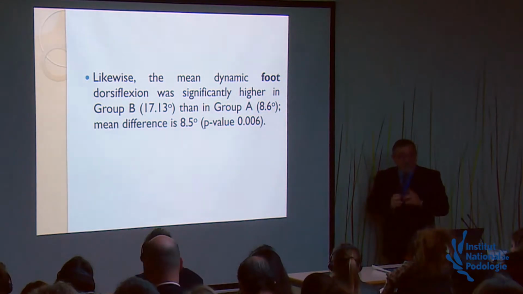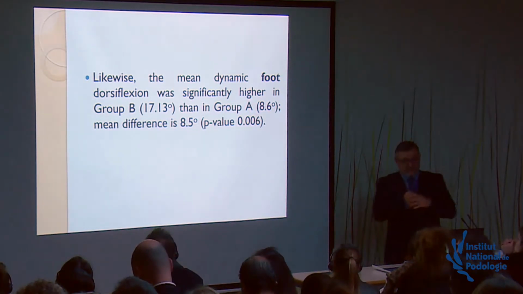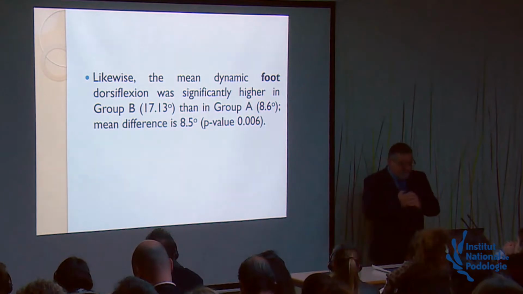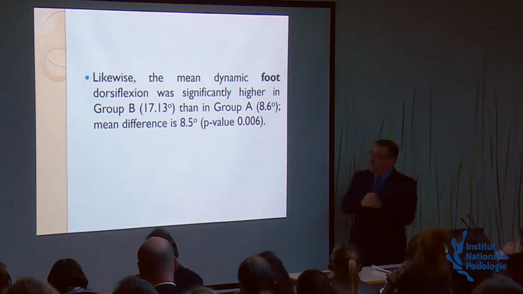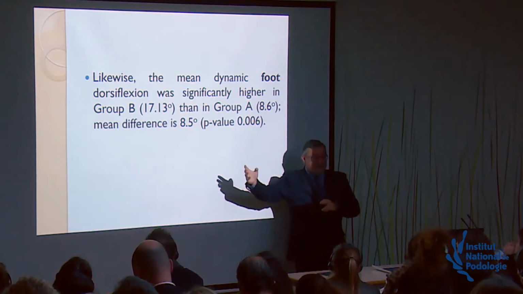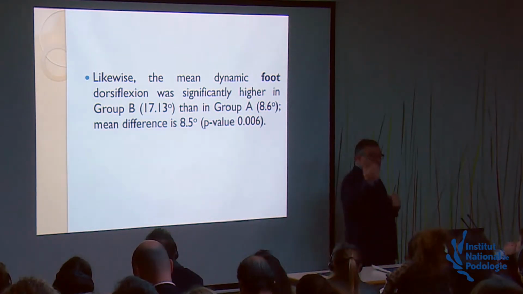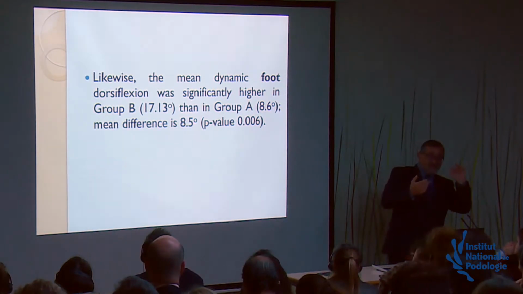Now, to remind you, group A were those subjects who had more than minus 5 degrees of dorsiflexion, okay? Likewise, the mean dynamic foot, now it is the combined dorsiflexion, was significantly higher in group B than in group A. In group B, it's actually 17 degrees, much higher than the 10 degrees requirement.